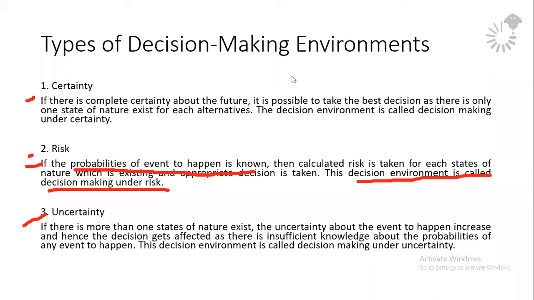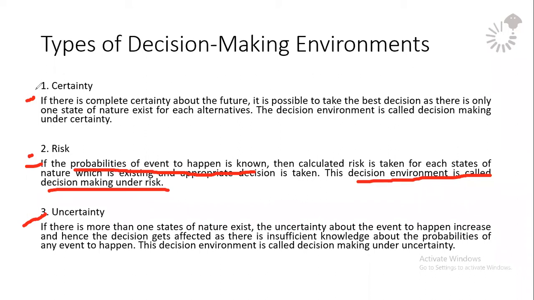Ma'am, Number 3. If there is more than one states of nature exist, the uncertainty about the event to happen increase, and hence the decision gets affected as there is insufficient knowledge about the probabilities of any events to happen. This decision environment is called decision making under uncertainty. Thank you, Curvy.